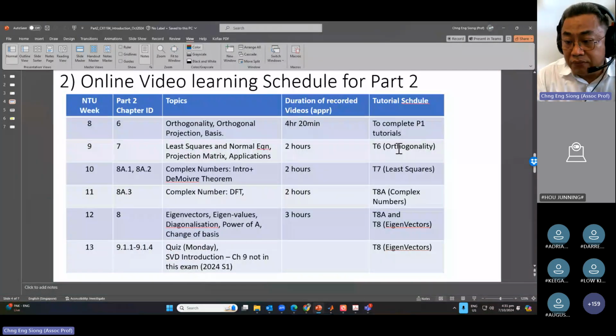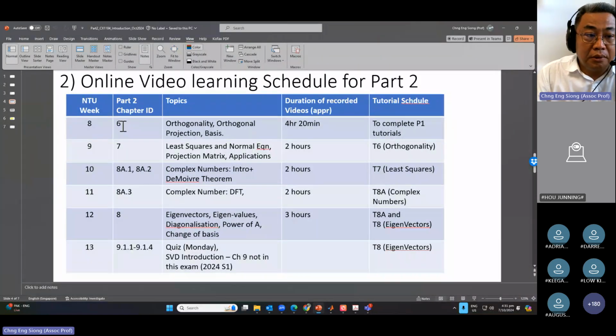This is the schedule of the course. Basically, we're only from week 8 to week 13, and I number my chapters as chapter 6, 7, 8A, and 8, and 9. So notice that the order is a little bit different. That's for historical reasons. Please follow this order.